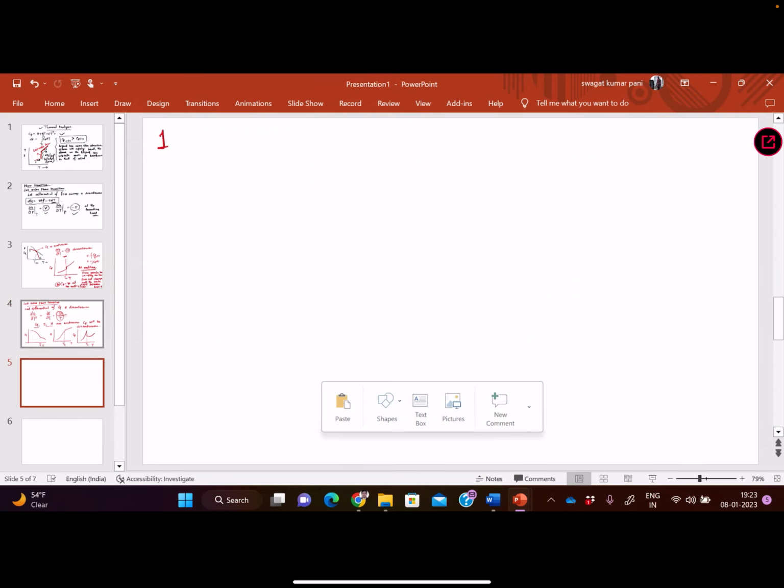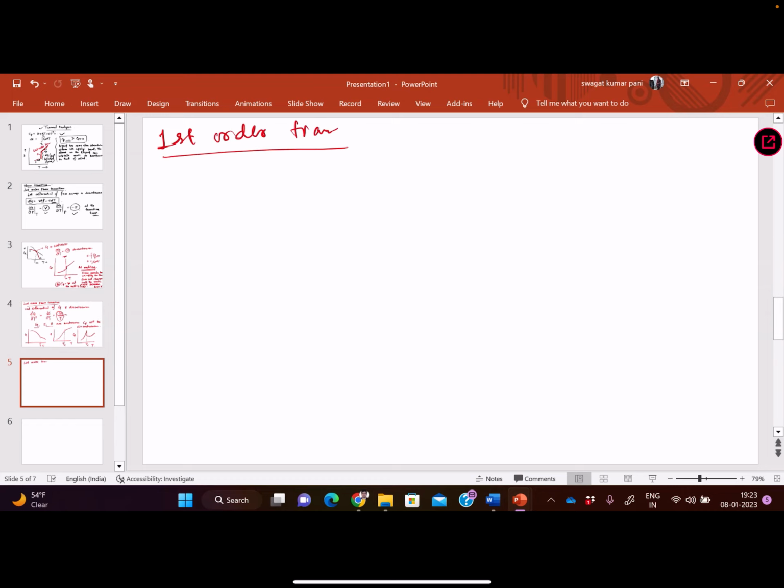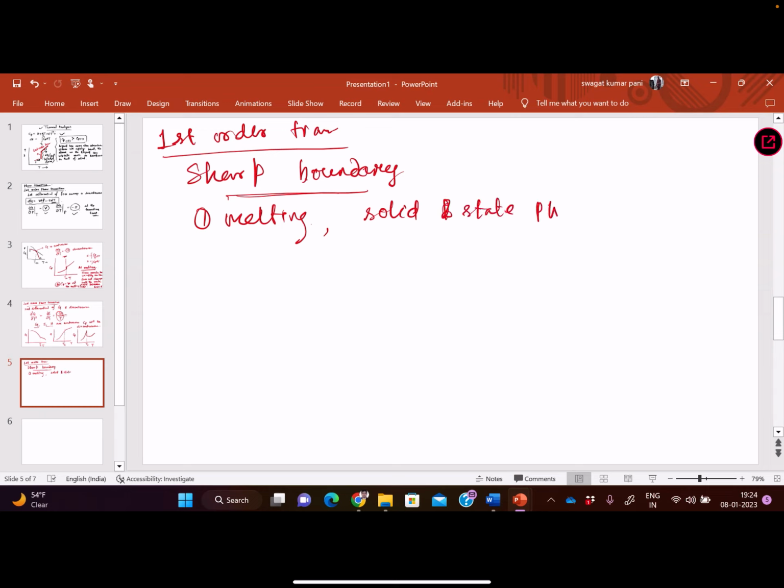For first order transition, the way to differentiate first order from second order is that we have a sharp boundary. Like melting, we have a sharp boundary between liquid and solid, or some other solid state phase transformations, where you can clearly separate two phases.